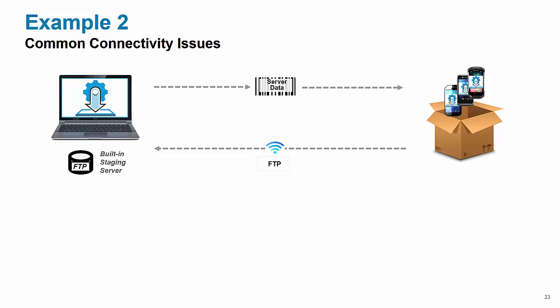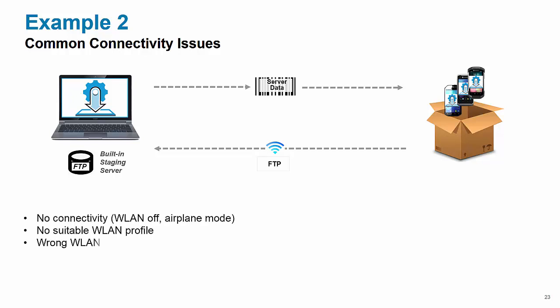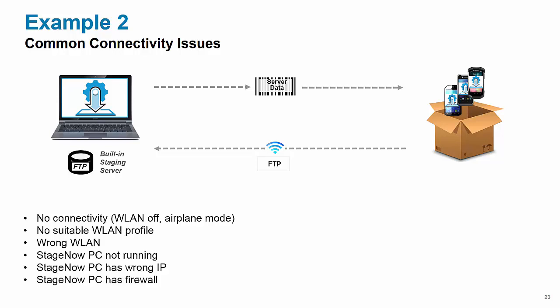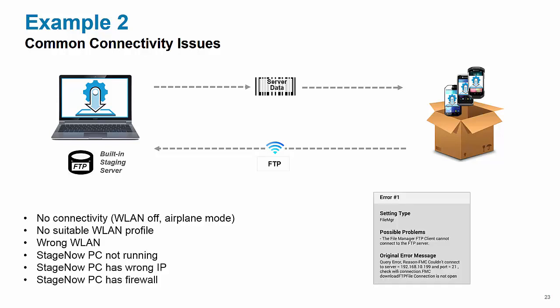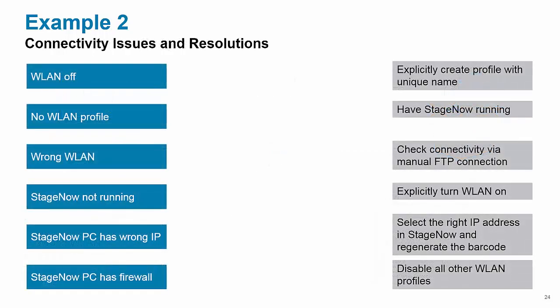Well, lots of things. Here are the common things we're seeing. All of them usually result in the same familiar error message. So what can you do? Fortunately, StageNow, especially version 2.3 Plus, makes it fairly easy. Let's review the best practices for getting the connectivity right in a visual way. Try mapping the problems on the left with the best practices on the right.